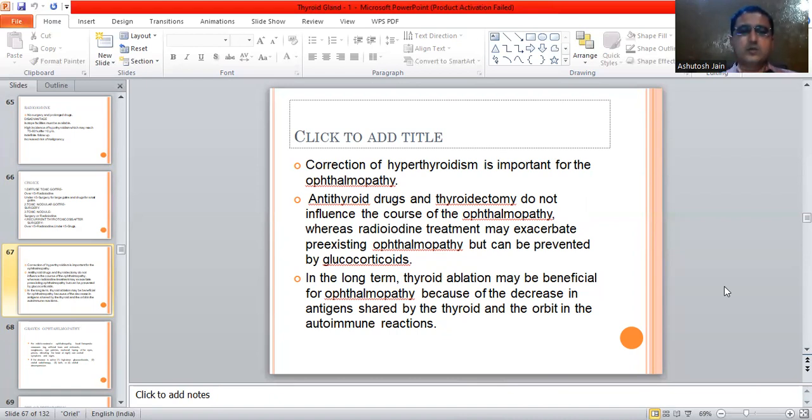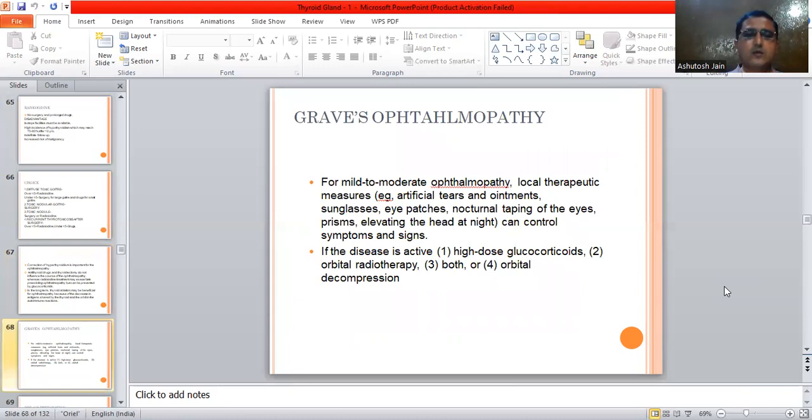Correction of hyperthyroidism is important for the ophthalmopathy. Antithyroid drugs and thyroidectomy do not influence the course of ophthalmopathy, whereas radioiodine treatment may exacerbate pre-existing ophthalmopathy but this can be prevented by glucocorticoids. In the long term, thyroid ablation may be beneficial for ophthalmopathy because of the decrease in antigens shared by the thyroid and the orbit in the autoimmune reactions. For mild to moderate ophthalmopathy, local therapeutic measures like artificial tears and ointment, sunglasses, eye patches, nocturnal taping of the eyes, prisms, and elevating the head at night can control the symptoms and signs.